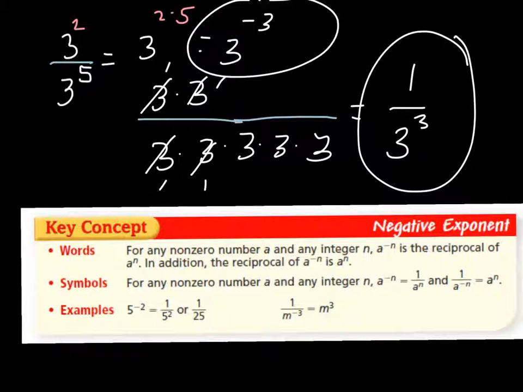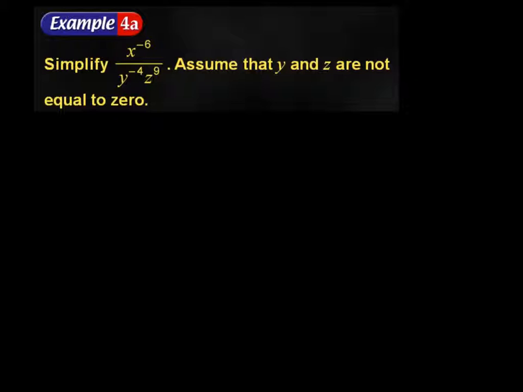Okay, so 5 to the negative 2 is the same as 1 over 5 squared, which is 1 over 25. Or 1 over m to the negative 3 is m cubed. Negative exponent is reciprocal. When you see a problem like this, you say thank you very much, because all we need to do is switch places and we're done.